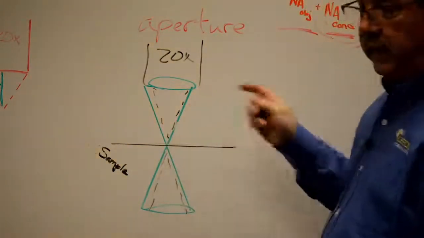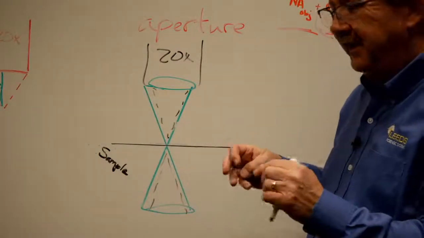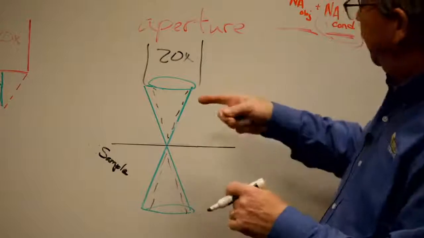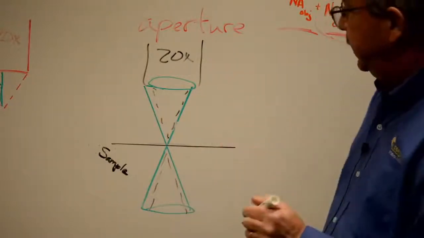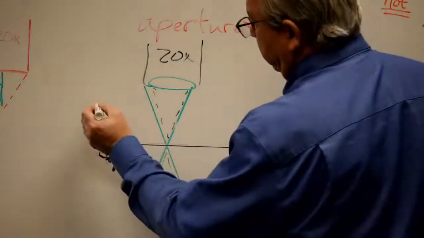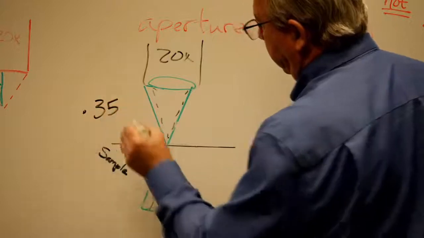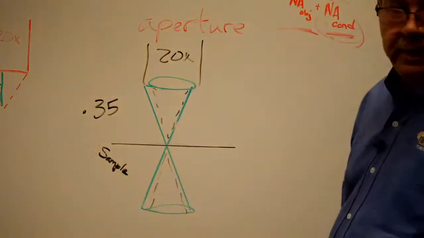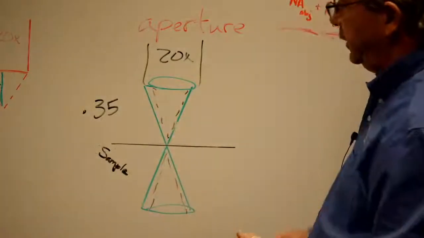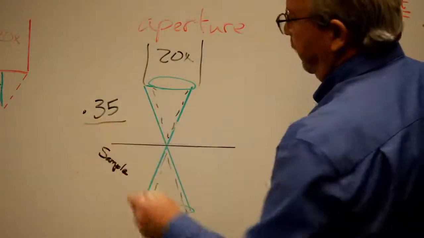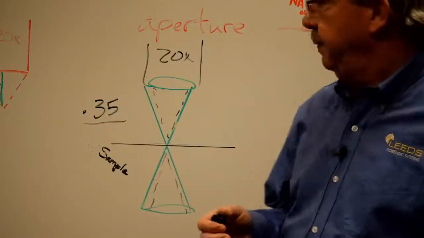And that cone of light, as we've already discussed, determines the numerical aperture of the objective. So this objective, let's say, had a numerical aperture of 0.35. Well, that's all the way out to the green lines that I drew there. As I start to not fill all the way to the green lines, the effective resolution drops, okay?